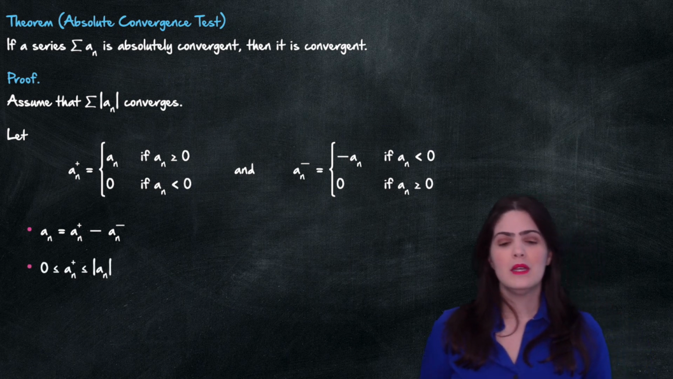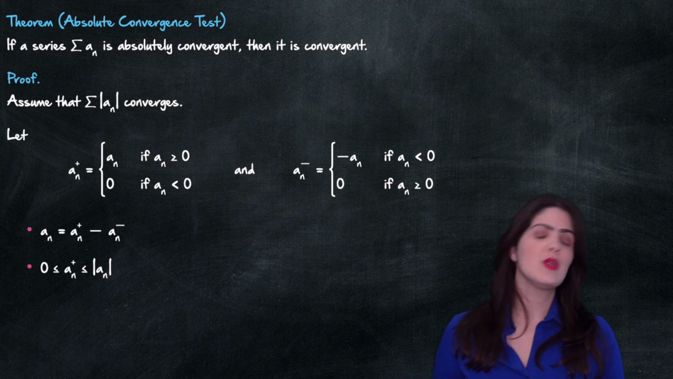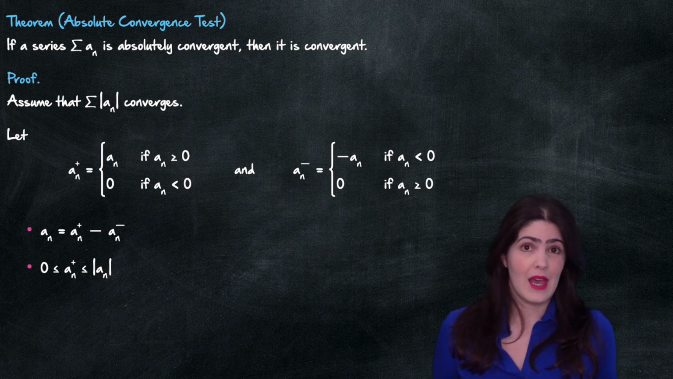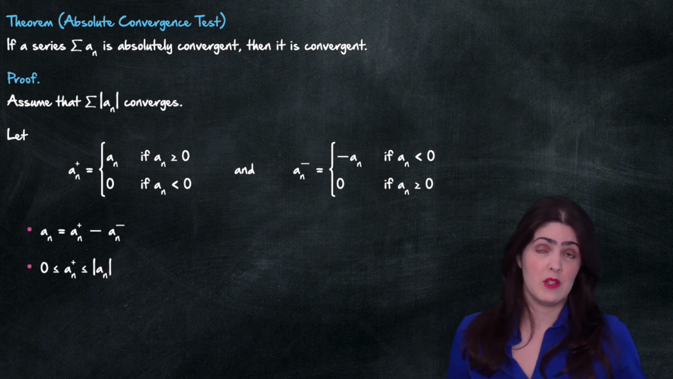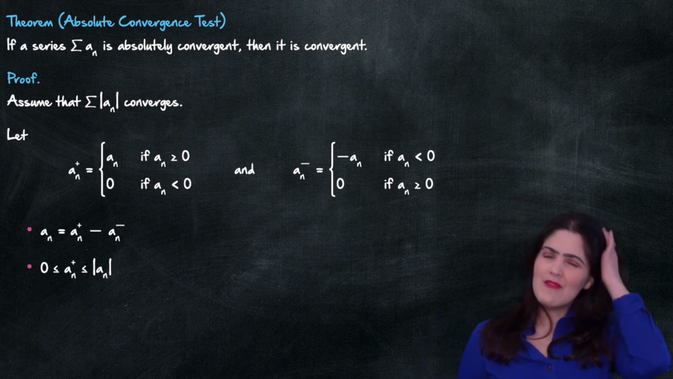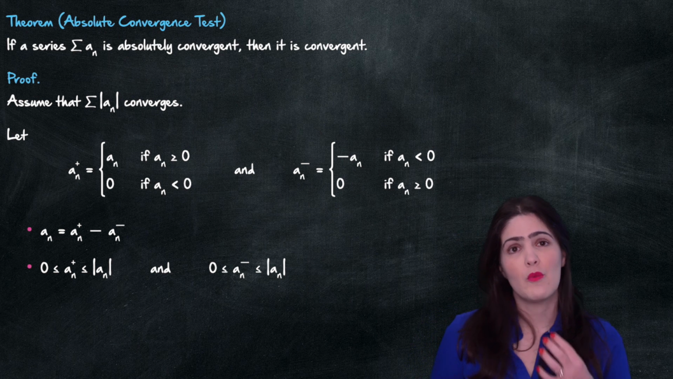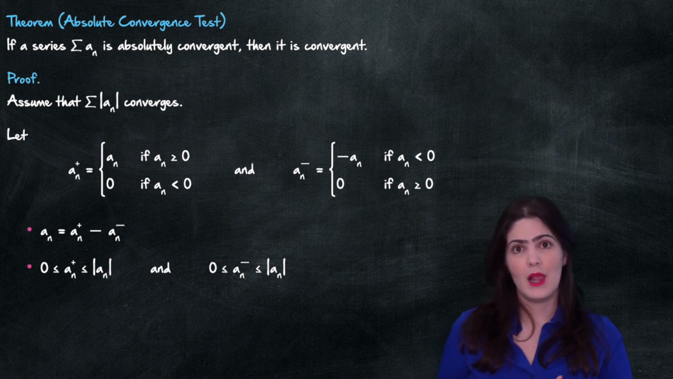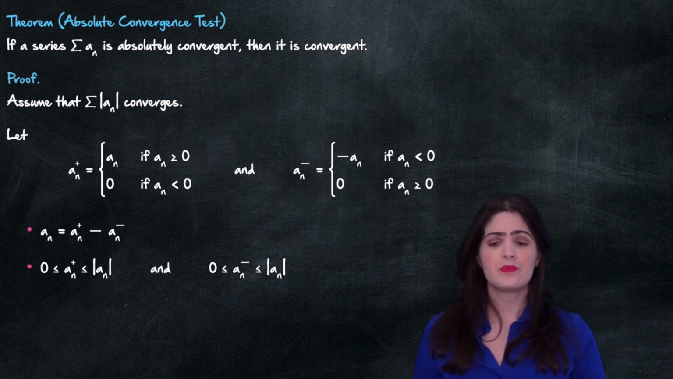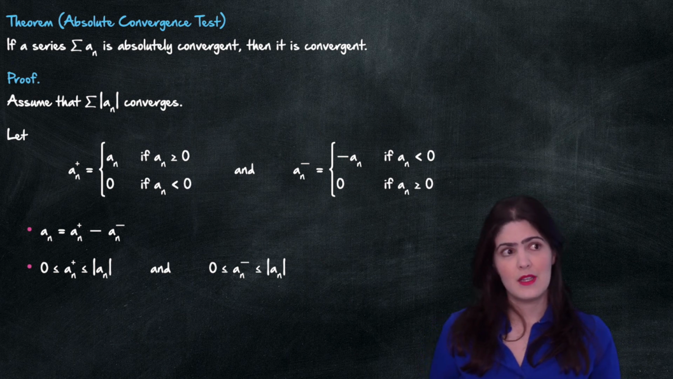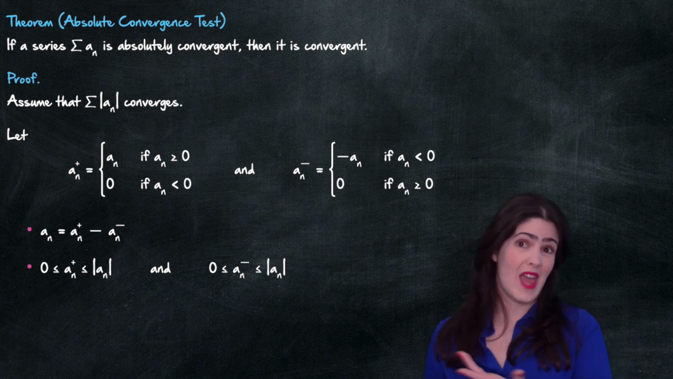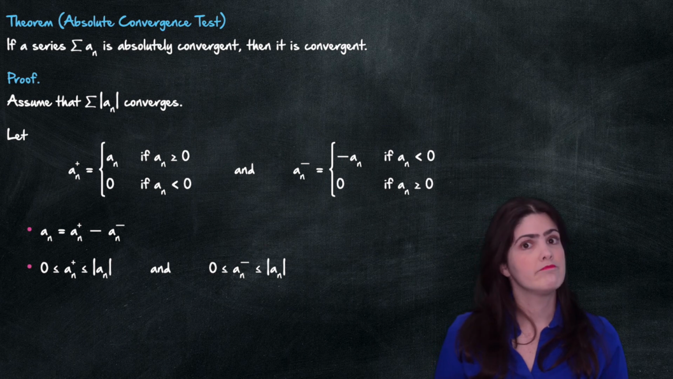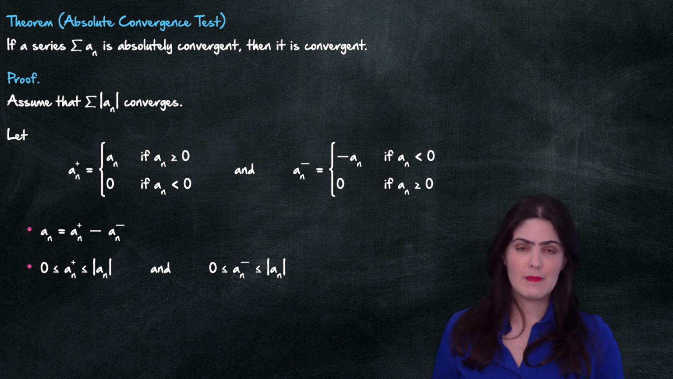Now, a_n plus is less than or equal to the absolute value of a_n. Why is this? If a_n is positive, a_n plus is just a_n, is the absolute value. And if it's negative, it's 0. Good. The absolute value is always greater than or equal to 0. And we have the same thing for a_n minus, the one that collects the absolute value of the negative terms. Because what happens here is, a_n minus is always non-negative by definition. And if a_n is negative, negative a_n is equal to the absolute value of a_n. So we're good. And if a_n is positive, this is 0. So in either case, we are good to go. So we have these very nice properties here.